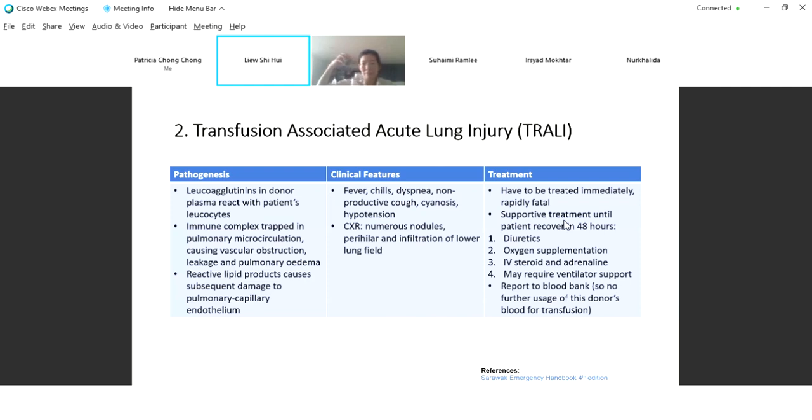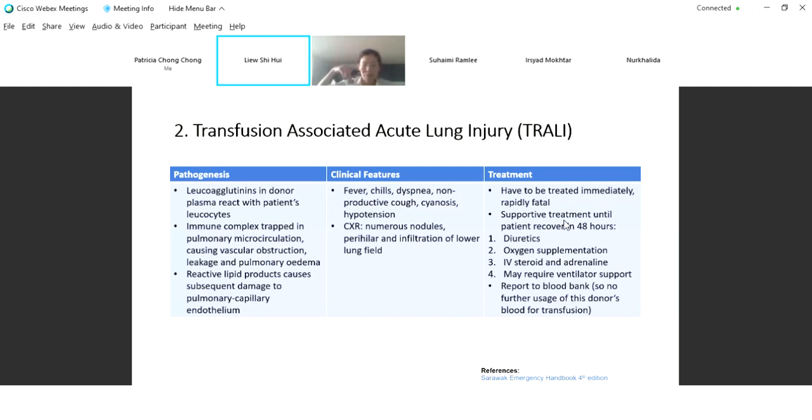So the reactive lipid products are from the donor blood cell membrane. They are capable of neutrophil priming and will further cause damage to the pulmonary capillary endothelium. So these symptoms can happen during the blood transfusion or within 1 to 8 hours after the transfusion.